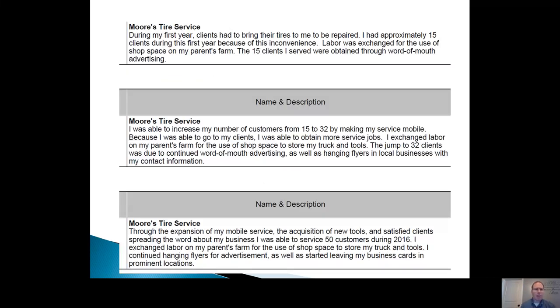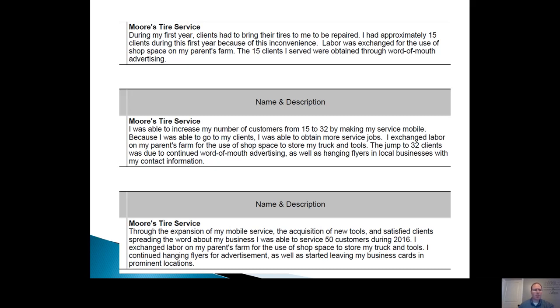I want to show you something from a national winning proficiency application a couple of years ago. This is his description, and this is his size and scope. So you see what he's talking about, what Brent Moore did from Garrett County. Brent had a great proficiency. He had a mobile tire repair business. You read that in the first year, he's got 15 clients bringing their tires to him. He tells you he's exchanging labor with mom and dad for use of their shop, and he's doing word-of-mouth advertising.